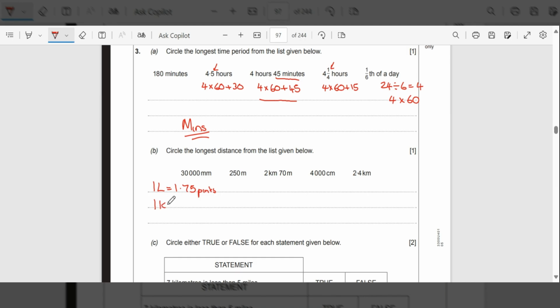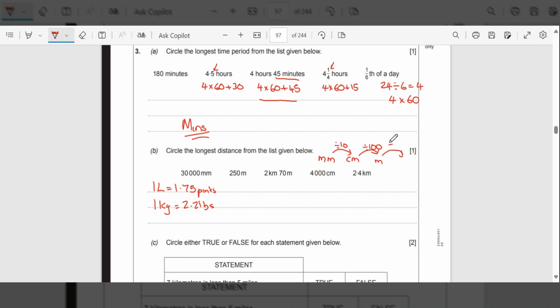1 kilogram is 2.2 pounds. Be worth knowing that. In terms of converting these, ladies and gents, there are 10 millimeters in a centimeter, so you divide by 10 to get into centimeters. There are 100 centimeters in a meter, so you divide that by 100 to get it into meters.